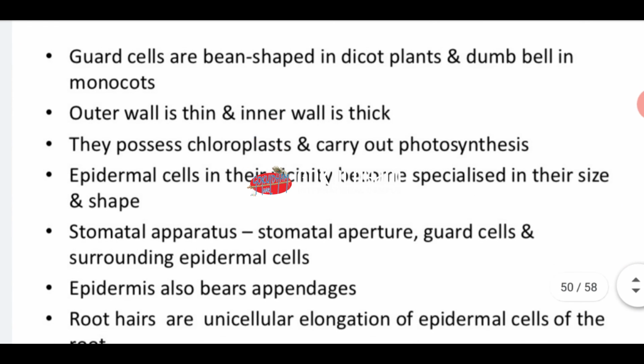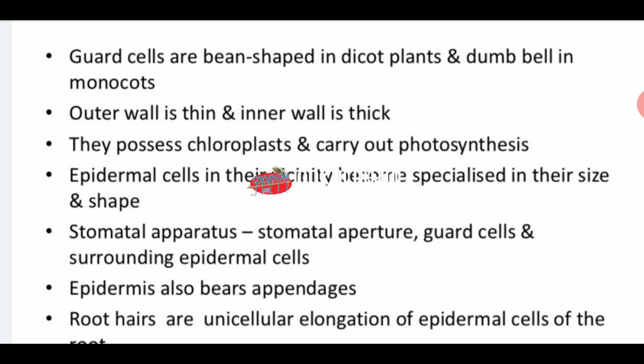Guard cells are bean shaped in dicot plants and dumbbell shaped in monocot plants. Means we know that the angiosperm group is divided into two groups. First one is monocot and the other one is dicot. So in dicots the shape of the stomata is bean shape or kidney shape, and in monocots the shape of the stomata is dumbbell shape. The outer wall is thin and the inner wall is thick.